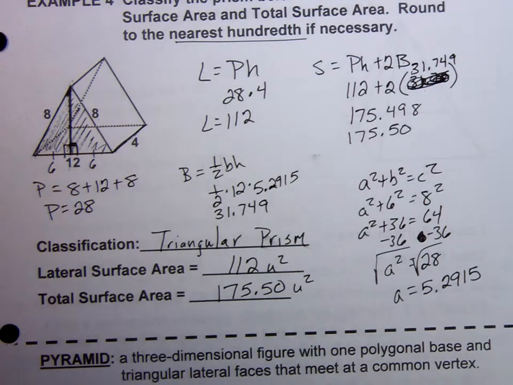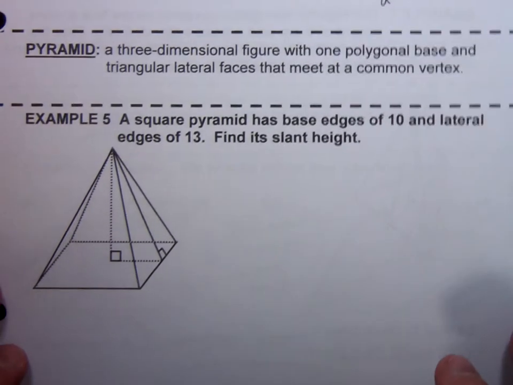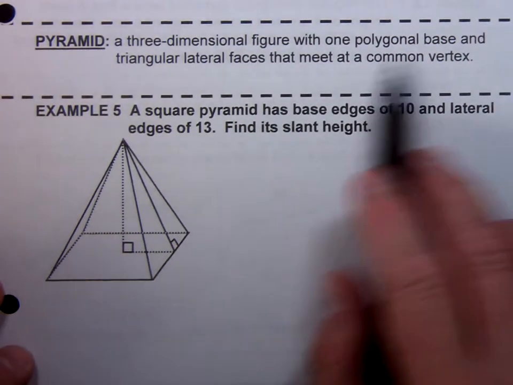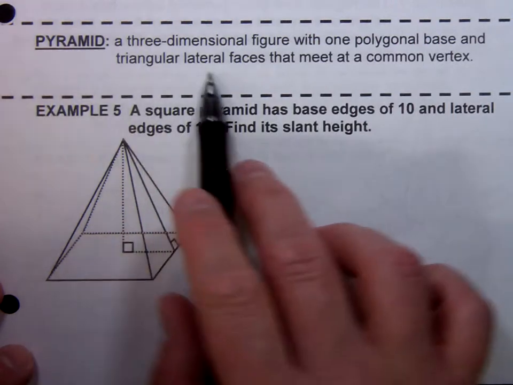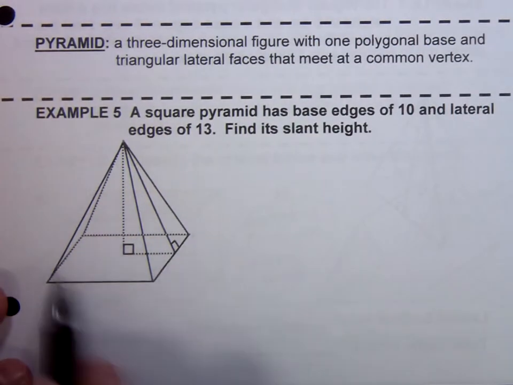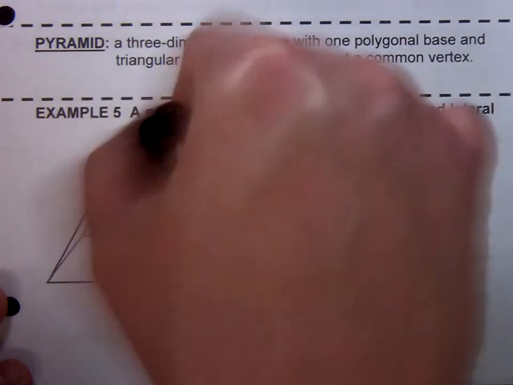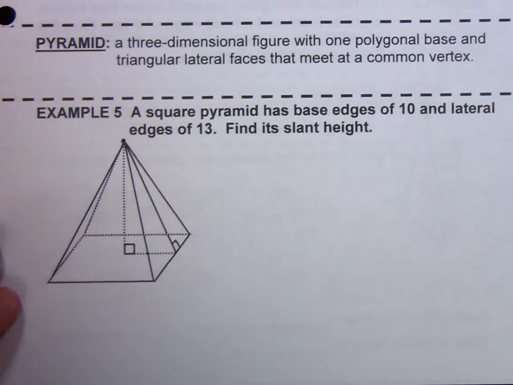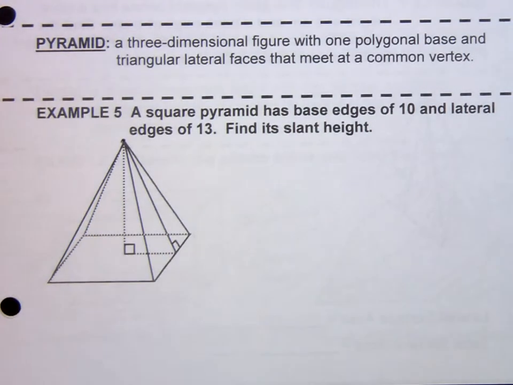Alright, so we've dealt with prisms. Now let's talk about pyramids. A pyramid is a three-dimensional figure with one polygonal base and triangular lateral faces that meet at a common vertex. So here you got the one base, and then you got a bunch of triangles going around the sides that all come up to this point and meet at this vertex right here. So a pyramid, you got one base, a bunch of triangles coming up to a point called a vertex.